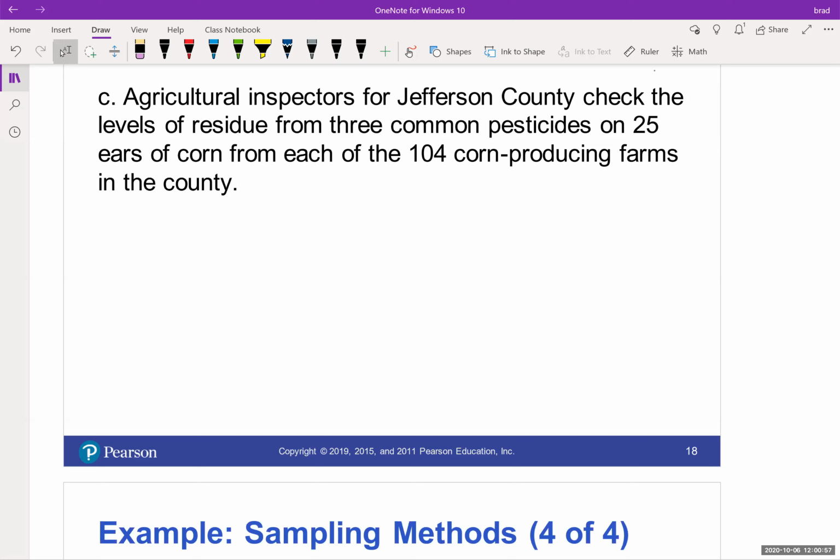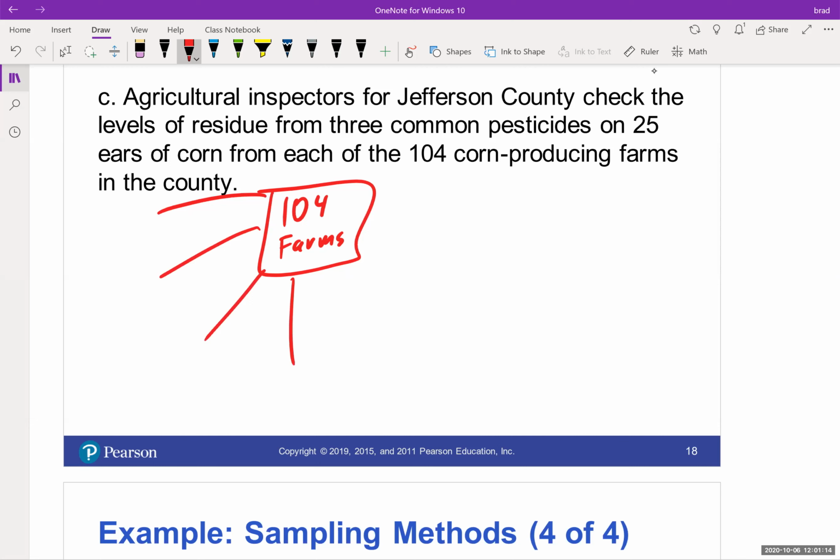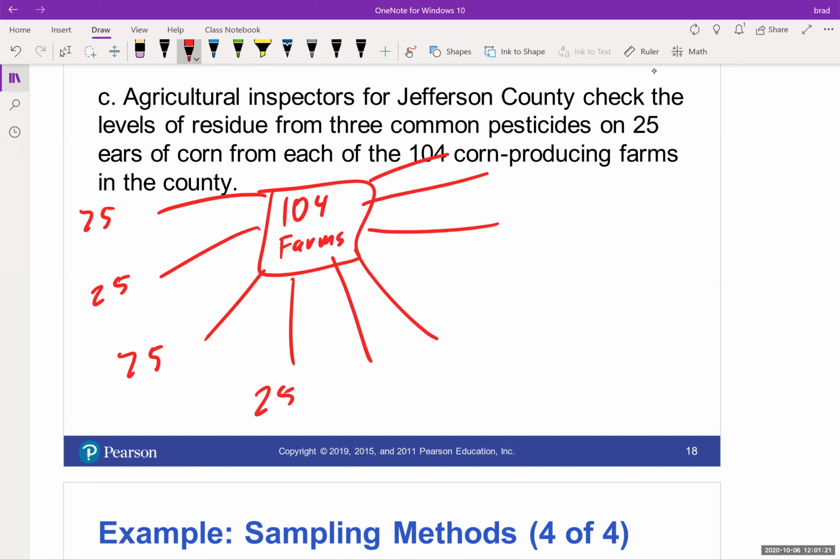So I want to use 25 of each. So what they did is they split it up into 104 corn producing farms. Imagine you had 104 farms, right? That's kind of like our San Diego County. And then we're going to split off from each one of these, and we're going to take 25 ears of corn, 25 ears of corn, and so on and so on. Okay. So this is stratified. I feel like this is definitely a stratified sampling.